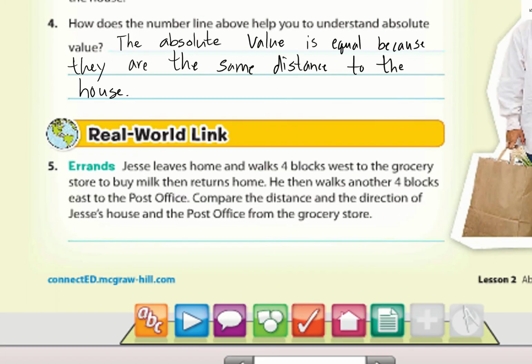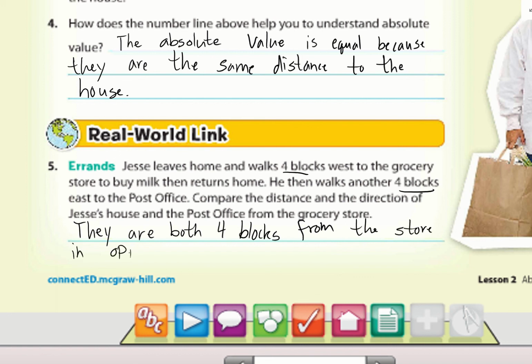Number 5, Jesse leaves home and walks 4 blocks west to the grocery store to buy milk and then returns home. He then walks another 4 blocks east to the post office. Compare the distance in the direction of Jesse's house and the post office from the grocery store. So 4 blocks and 4 blocks are both 4 blocks from the store in opposite direction.